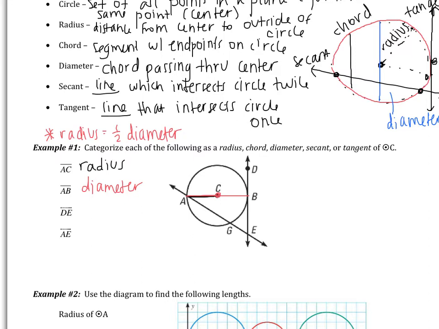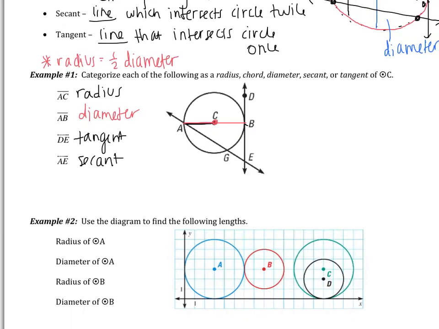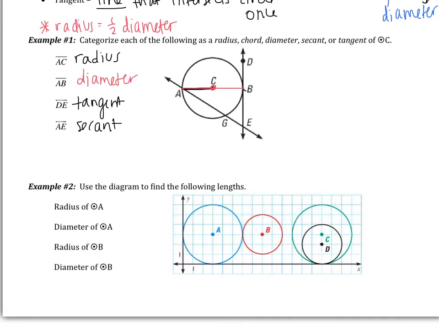Okay, DE is a line intersecting the circle once, so this is going to be called a tangent. And then AE is a line that intersects the circle twice, so this is going to be called a secant. Those should not have been very difficult, so hopefully you did well. Moving on, now we have example 2.